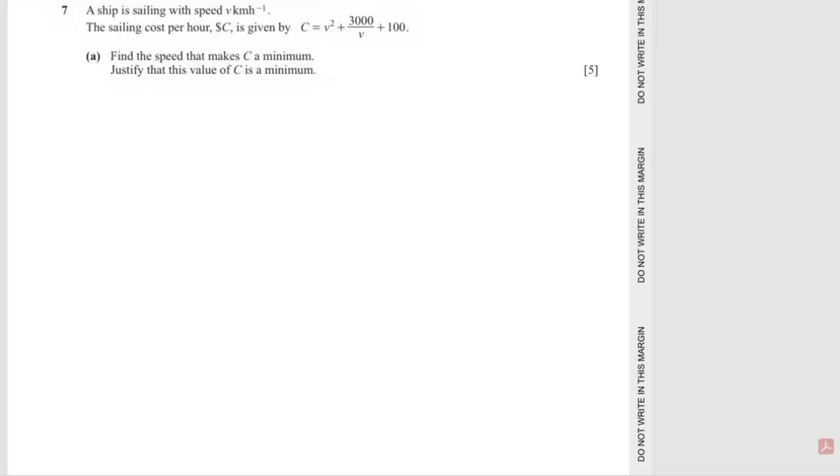This is a calculus question, stationary values. So you need to differentiate it, put it equal to 0 to get the stationary value. And then to justify, you need the second derivative. So first, rewrite your expression: v squared plus 3000 v to the power -1 plus 100.